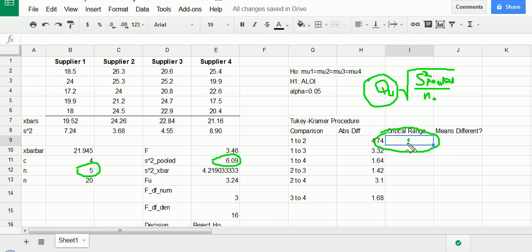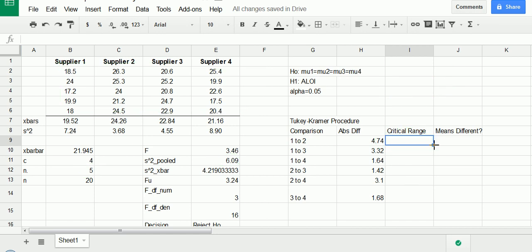Once we get this value, it's just the same value because of the nature of this balanced design. Okay, so let's go to the table and get QU. In order to get QU, we need a few things. So maybe I'll put them here. For QU, you need alpha, which we have, 0.05.